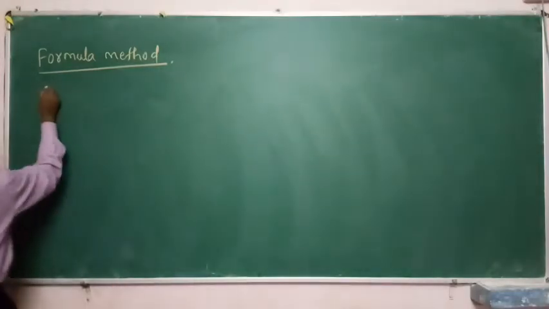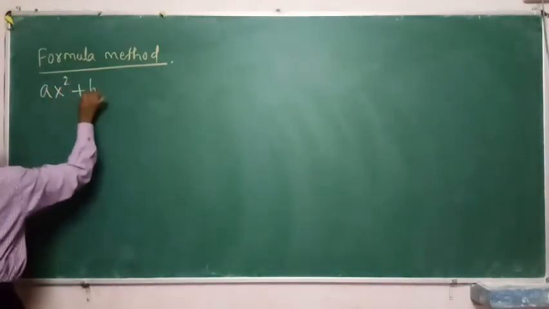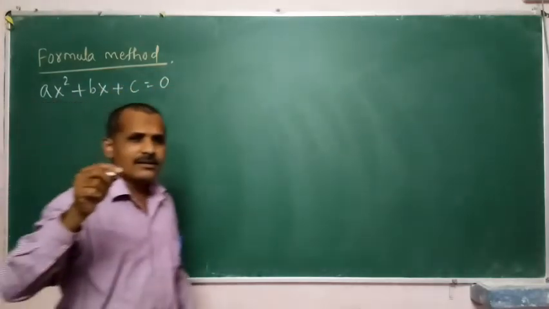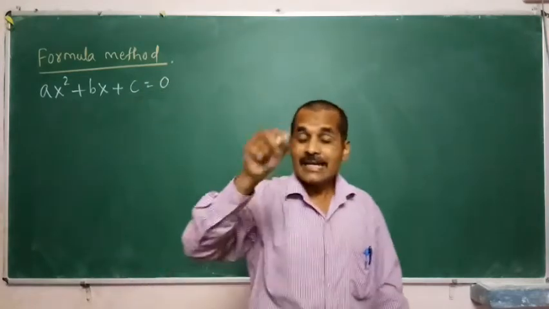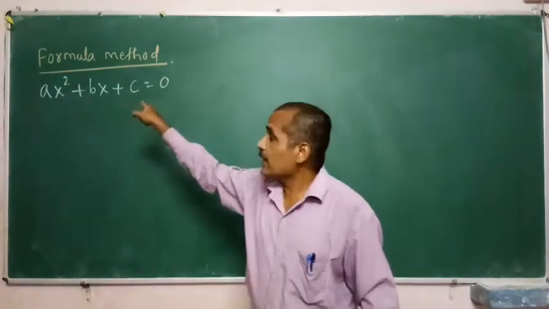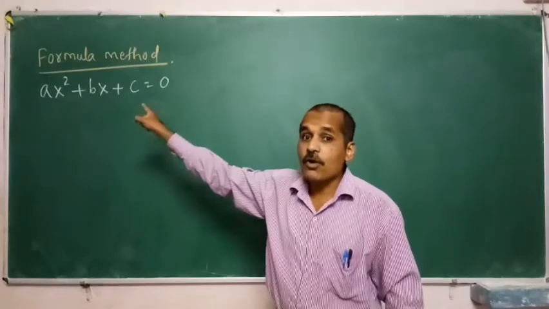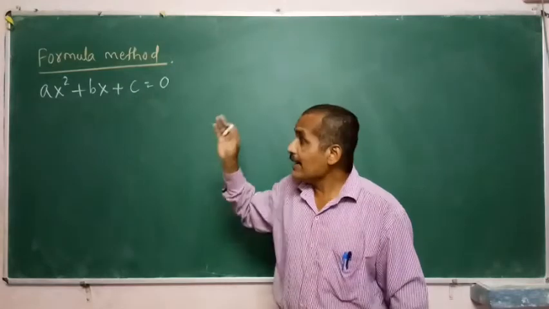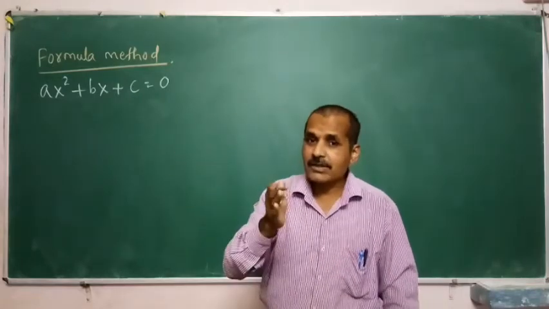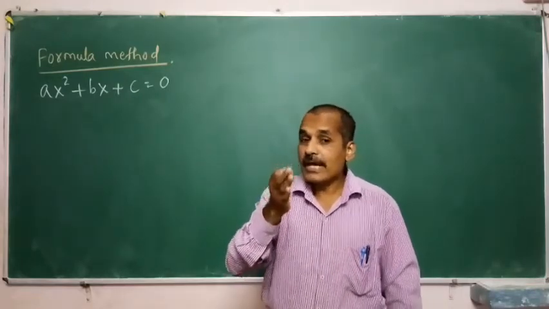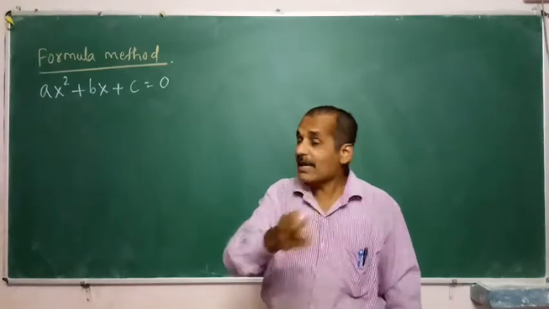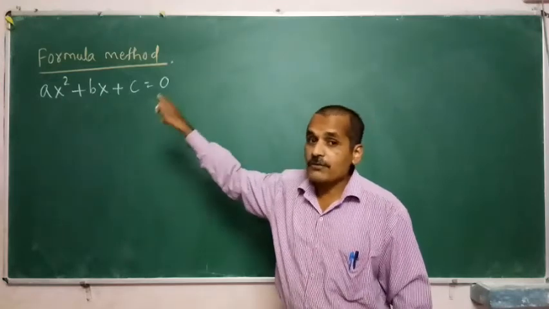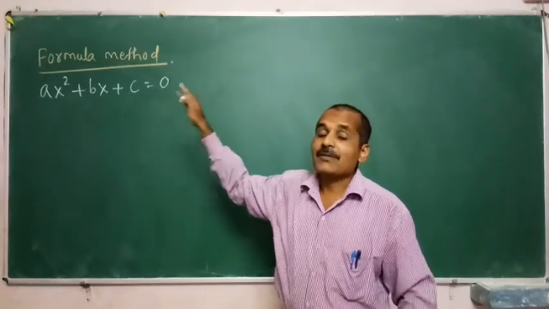I will take ax square plus bx plus c is equal to 0. Instead of taking a particular example, I have taken the general form of the quadratic equation. This is called the general form of the quadratic equation. And let me use the same method that I used yesterday, the completing the square method, and apply it to this particular problem.